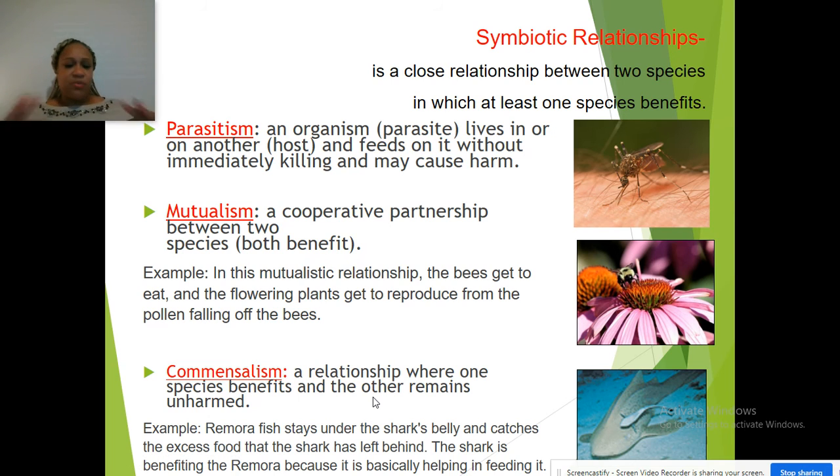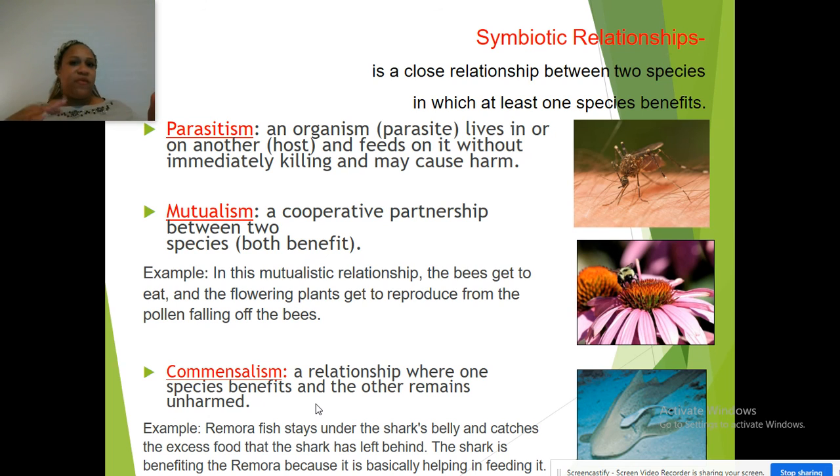And so commensalism, this is a relationship where one species benefits and the other doesn't get hurt. There's no problem. Nothing is wrong. How many of you ever been to the aquarium and you seen the shark and there were fish kind of swimming underneath it, all around it? This is that type of relationship. So you have the remora fish stays under the shark's belly and catches the excess food that the shark has left behind. The shark is benefiting the remora because it is basically helping and feeding it. Okay, no one is getting hurt at all. No one.